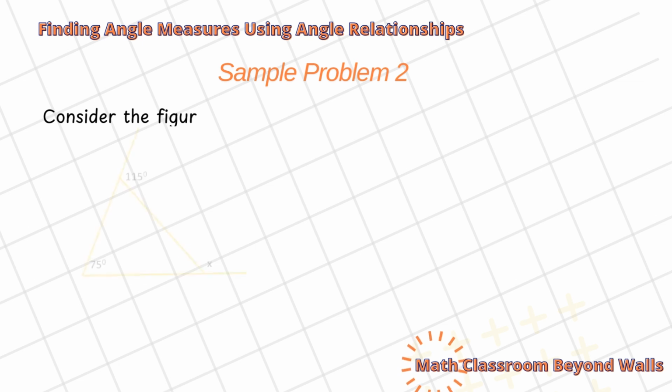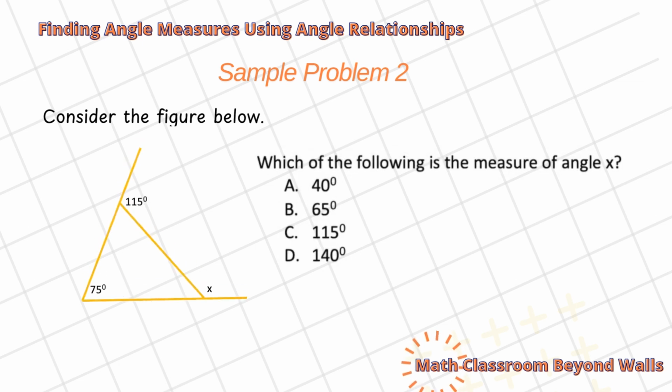Okay, so we move on to sample problem 2. Here's the problem. Consider the figure below. Which of the following is the measure of angle X? A, 40 degrees. Option B, 65 degrees. C, 115 degrees. And option D, 140 degrees.